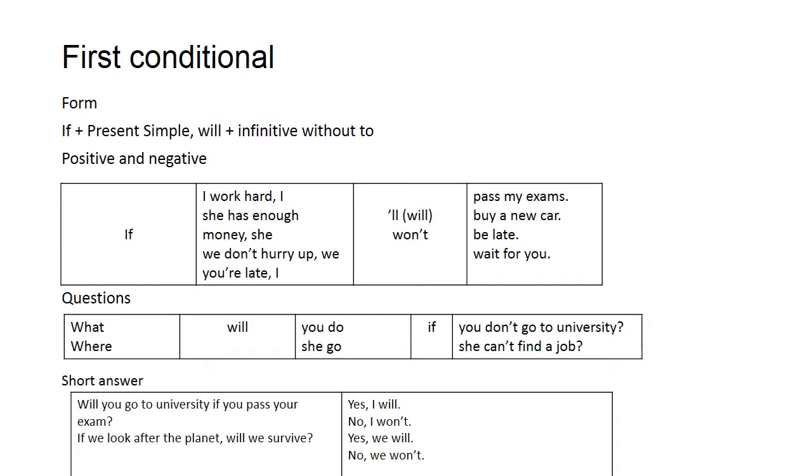If I make a question with a short answer, like, will you go to university if you pass your exam? Yes, I will. And in negative, we should say, no, I will not. And if we look after the planet, will we survive? Yes, we will, and no, we will not.